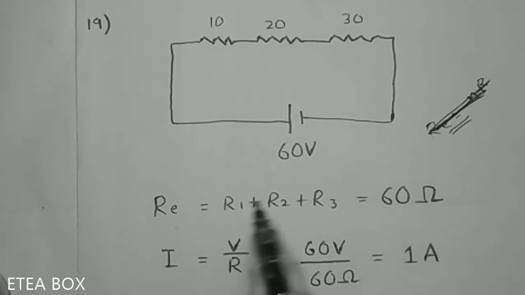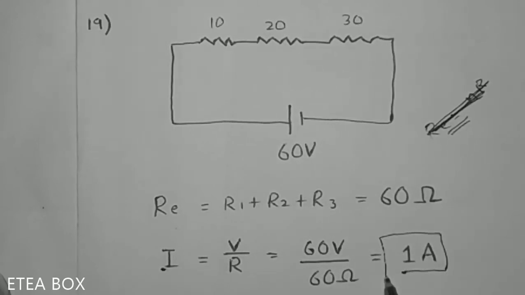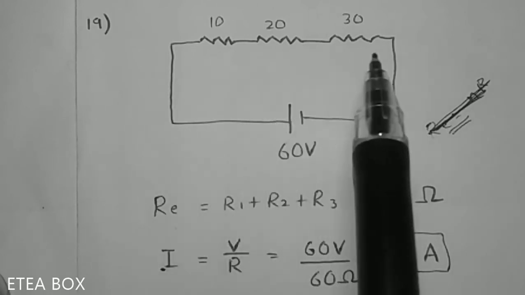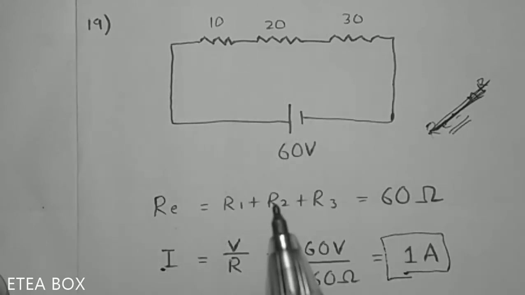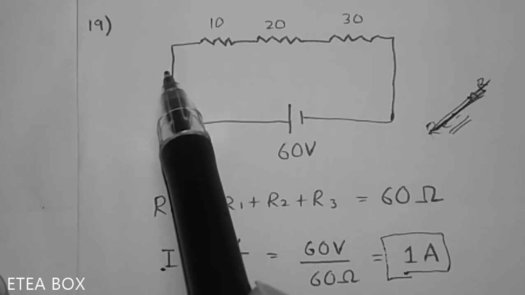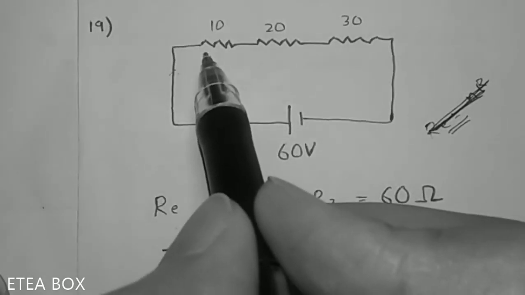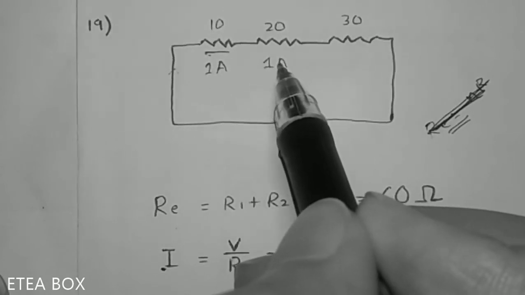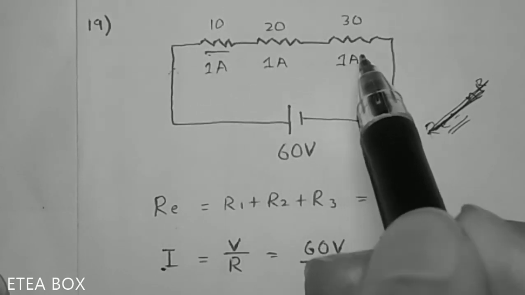Now we have to find the current. Current is equal to V divided by R, 60 volt divided by 60 ohm. So it will give 1 ampere current. Now we know that in case of series combination, the current remains constant. The current in this one is 1 ampere, and here it is also 1 ampere, and here it is also 1 ampere.